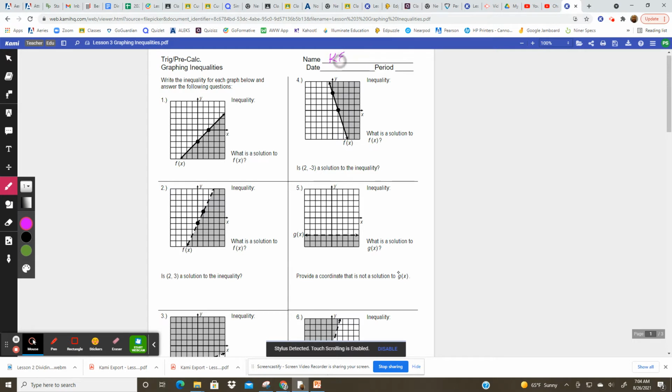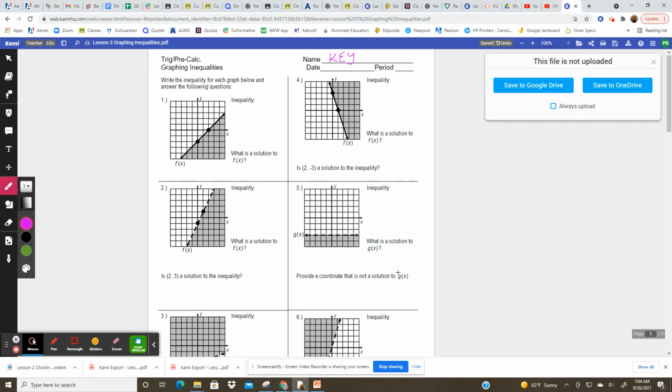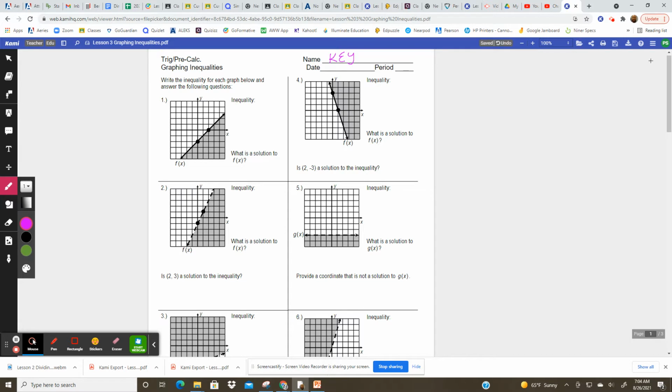This is the homework assignment. I'm going to do a majority of the problems, and then you guys will be required to finish it. So it's asking for the inequality that represents the line and the shaded region. I'm going to start with f of x because that's what it's labeled. I'm going to write f of x.